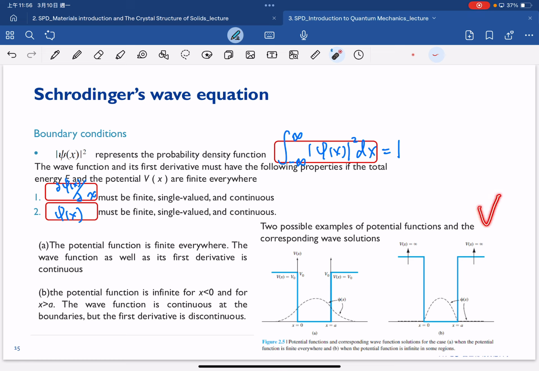So here are some examples to illustrate the potential function and the corresponding wave solution. In the first one, the potential function is finite everywhere. The wave function as well as its first derivative is continuous. In the second one, the potential function is infinite for x equal to 0 and x larger than a. The wave function is continuous at the boundary, and the first derivative is discontinuous. So this is the information related to the boundary conditions.